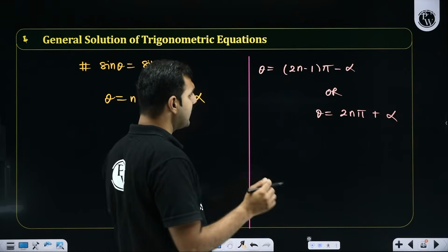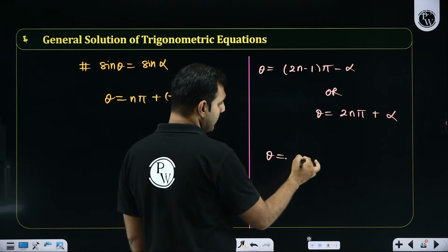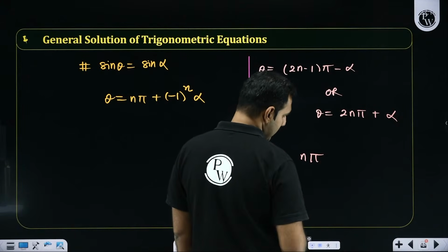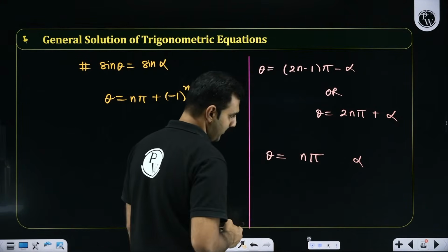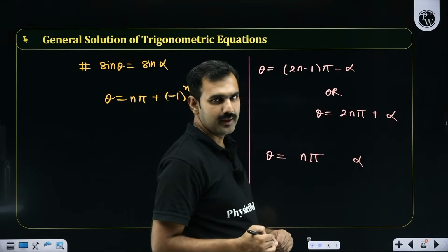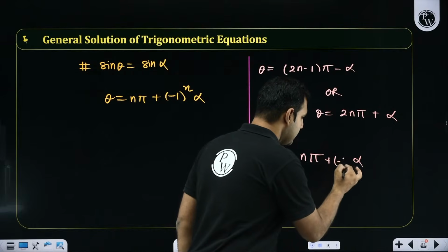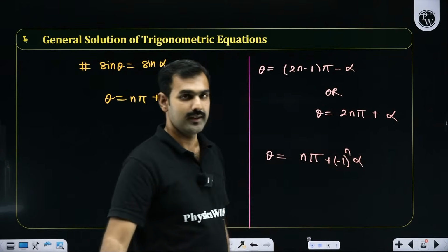That thing, can I write in a clubbed manner? Yes. Theta will be any multiple of pi plus or minus alpha. Depending on n, if n is odd, alpha should be subtracted. So I can write it like this.